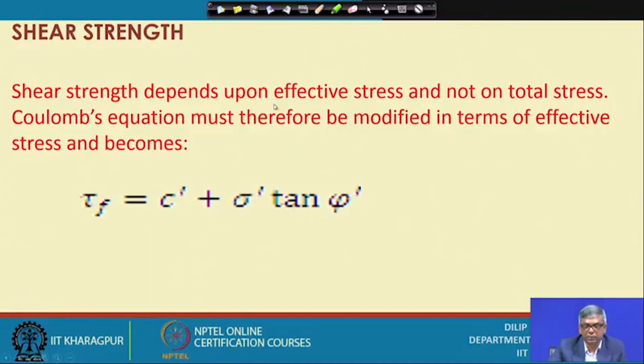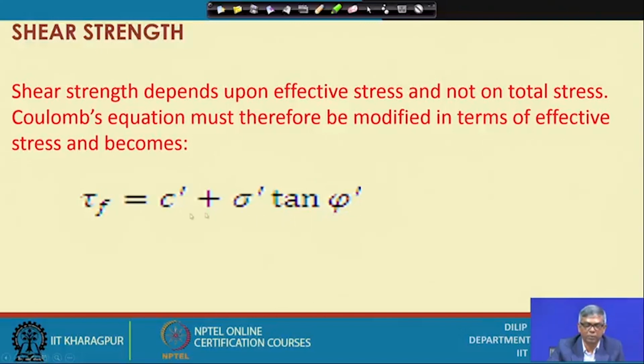Shear strength depends upon effective stress and not on the total stress. I have discussed total stress and effective stress, and at that time I mentioned that effective stress is very important, particularly because shear strength depends very much on effective stress only. So Coulomb's equation, tau equal to C plus sigma tan phi, is modified in terms of effective stress parameters: tau equal to C prime plus sigma prime tan phi prime.